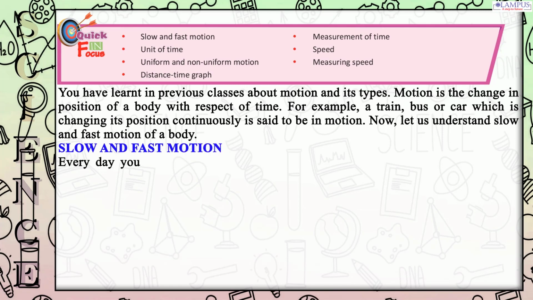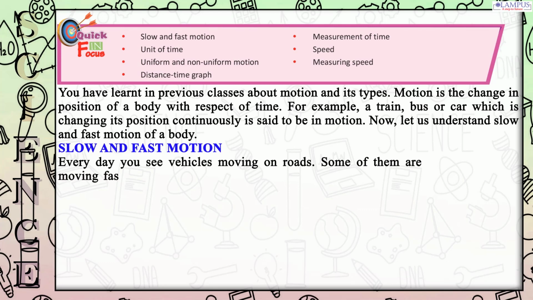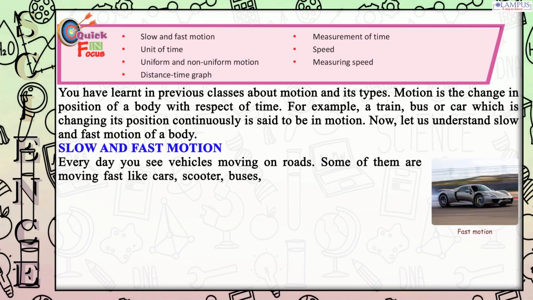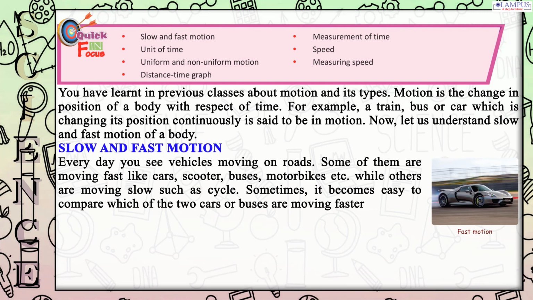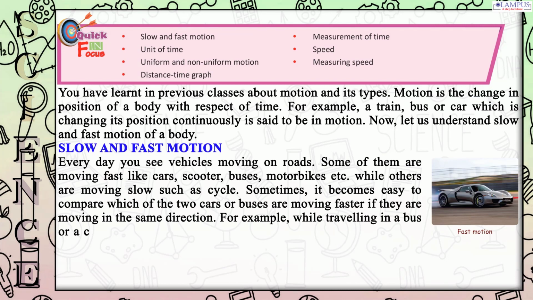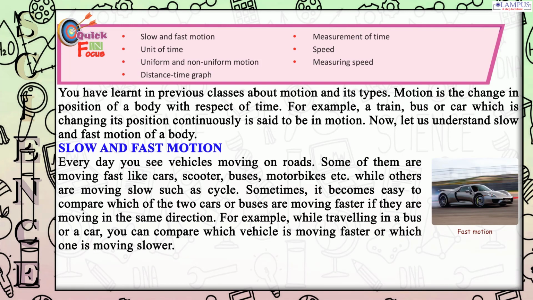Slow and fast motion. Every day you see vehicles moving on roads. Some of them are moving fast like cars, scooters, buses, motorbikes etc., while others are moving slow such as cycles. Sometimes, it becomes easy to compare which of the two cars or buses is moving faster if they are moving in the same direction. For example, while traveling in a bus or a car, you can compare which vehicle is moving faster or which one is moving slower.